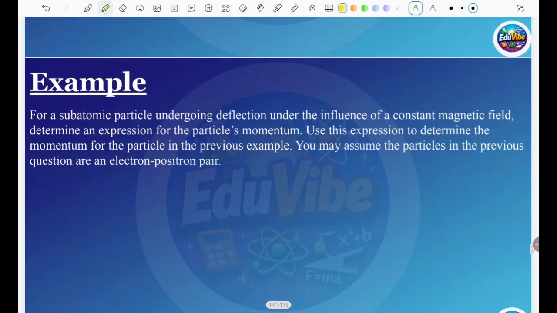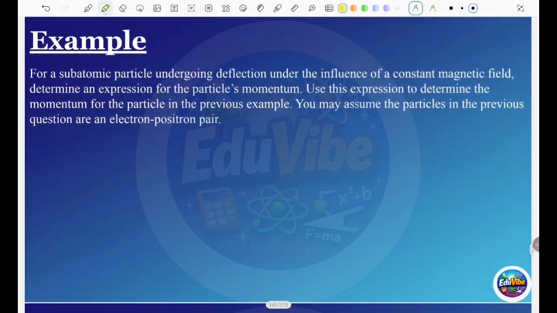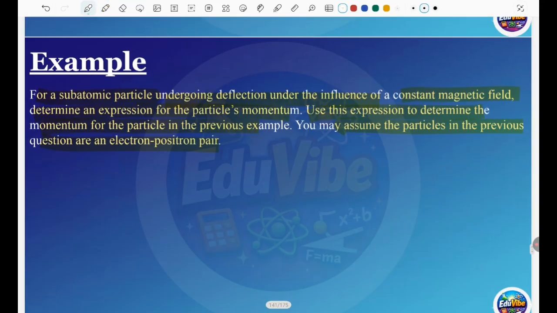And we have a related question to the previous one, which you can do as an example too. For a subatomic particle undergoing deflection under the influence of a constant magnetic field, determine the expression for the particle's momentum. Basically, we want the momentum. Use this expression to determine the momentum of the particle in the previous example. You may assume the particles in the previous question are an electron-positron pair. We have to use the same formula in this.